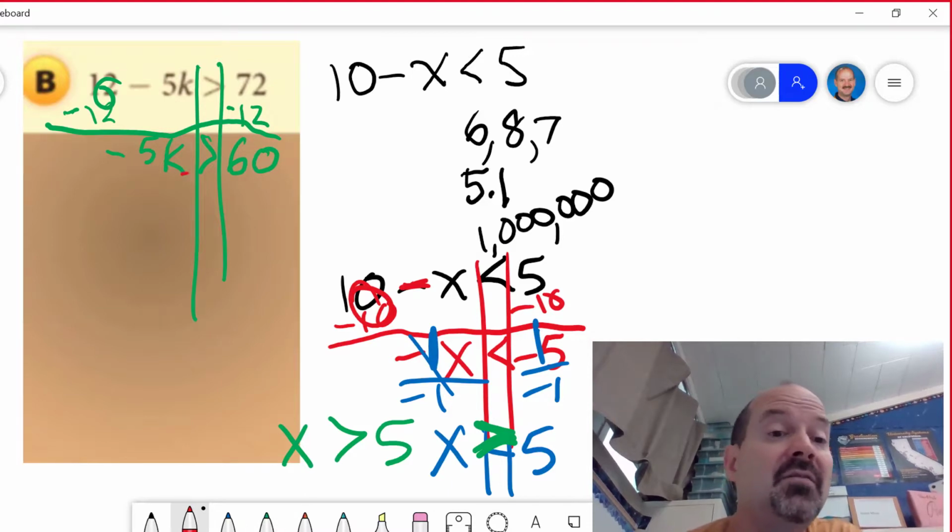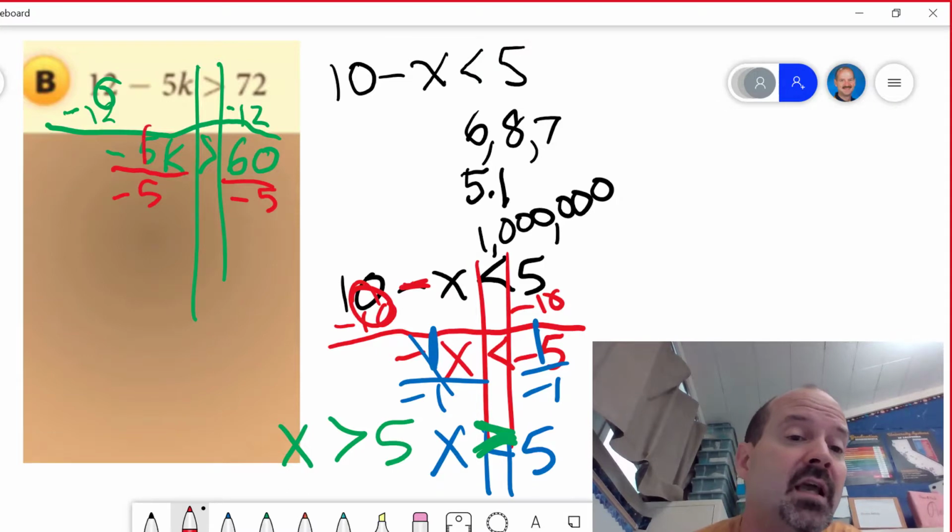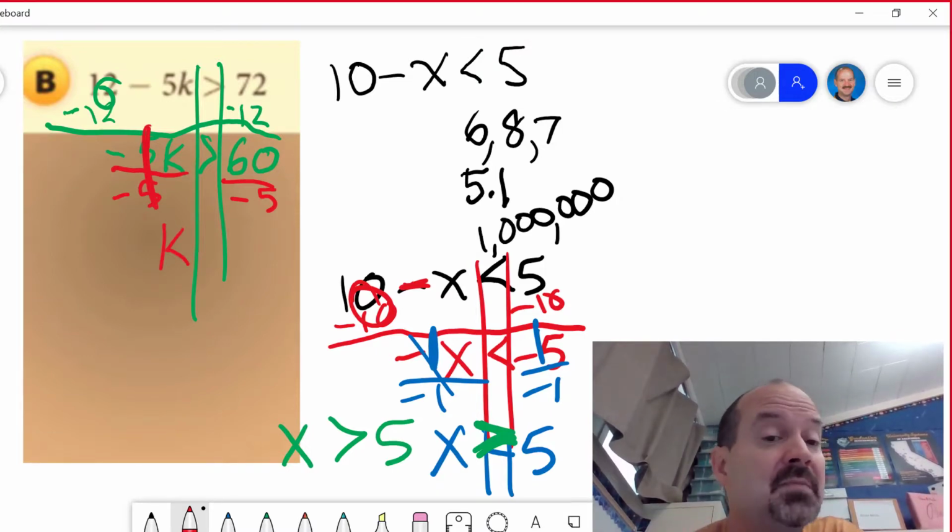So now I'm going to divide by -5, and when I do, these cancel. And I'm left with k. But don't forget the song, flip the sign, is less than. And 60 divided by negative 5 is negative 12.